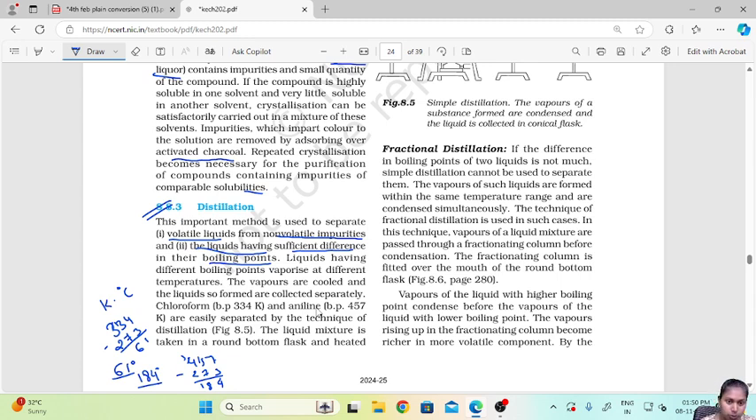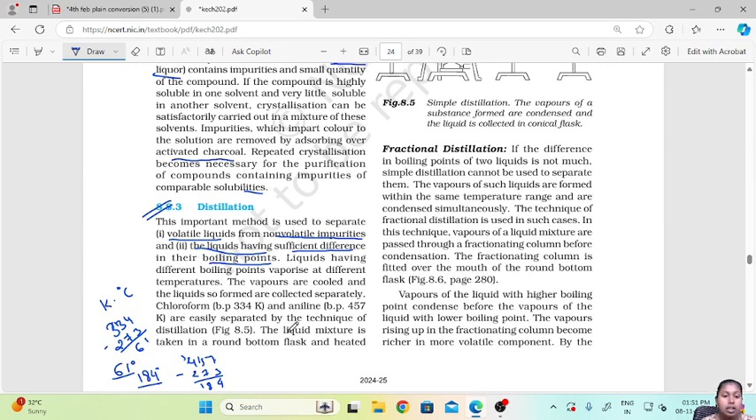61 and 184. Now this can easily be separated because chloroform will vaporize at 61 degrees centigrade, whereas aniline will vaporize at 184 degrees centigrade. Okay, so once you set the temperature at 61 degrees centigrade, you can convert all the chloroform into vapors, then condense it using a condenser and collect it into a conical flask and separate it out. Later you can raise the temperature to 184 degrees centigrade where you can separate out your aniline.